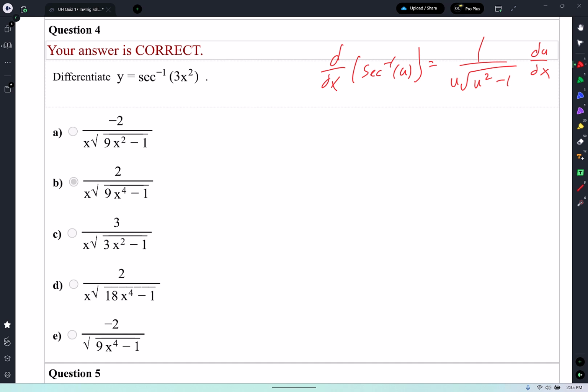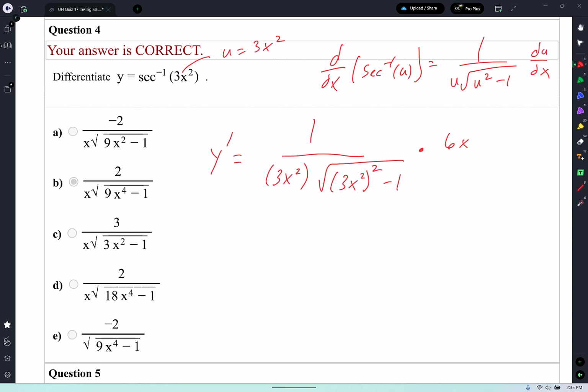My u is 3x squared. So don't forget your du dx. The derivative of that is 6x. Are we cool? All right, here we go. Y prime, notice my notation, because they call that y, equals 1 over 3x squared. That's my u. Square root of 3x squared squared minus 1. And don't forget, I'm not done yet, times du dx, times the derivative of 3x squared, which is 6x.